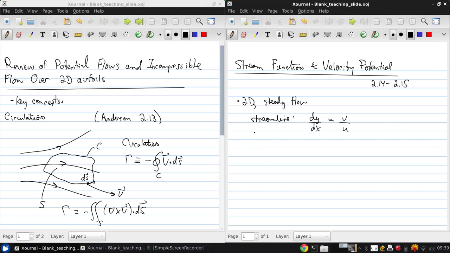So if we integrate, we get some function of x and y equals a constant. This is the equation of a streamline. If we call this function psi bar, then psi bar of x and y equals a constant. This is what we call the stream function, and different values of this constant correspond to different streamlines.